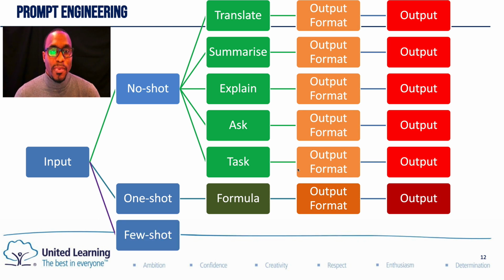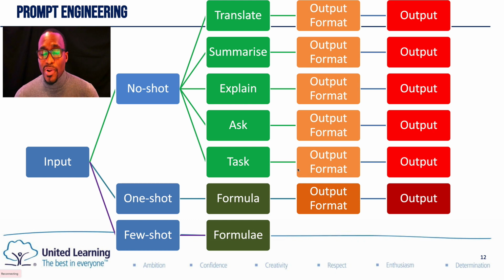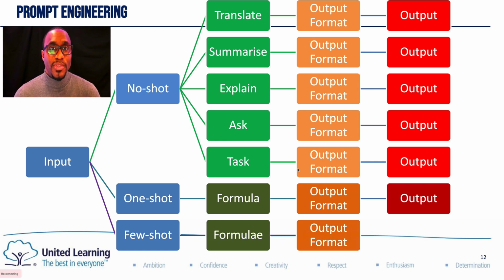And the same can be said for few-shot. Rather than it being one formula, you'd have several formulae that are entered, and whether that be one source of text, one paragraph of text, multiple paragraphs of text, or a few data sets, there would be more than one source of information that the large language model will be learning from. Then you would ask it to produce the information in a specific format, and then it will produce exactly what you have asked for.